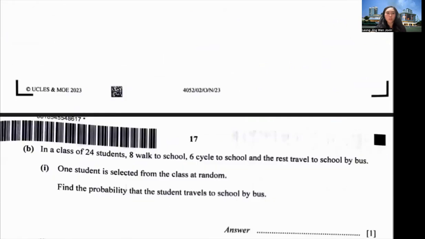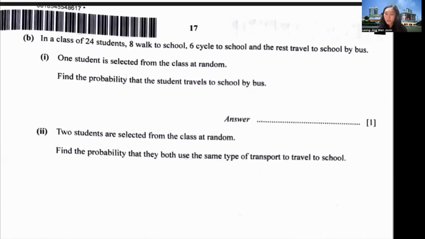Okay, let's move on. So part B. In a class of 24 students, 8 walk to school, 6 cycle to school, and the rest travel to school by bus. Okay, so straight away, there's only 3 options, right? It's either you walk, you cycle, or you take the bus. So in a class of 24, I can find out how many take the bus, right? I will say that it's 24 minus 8 minus 6.